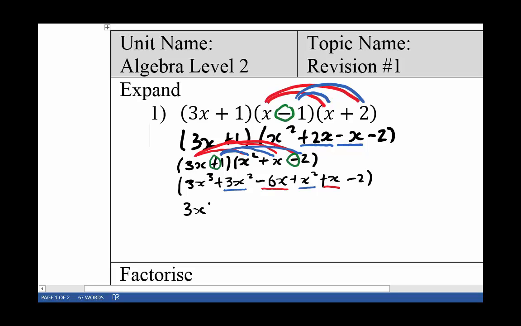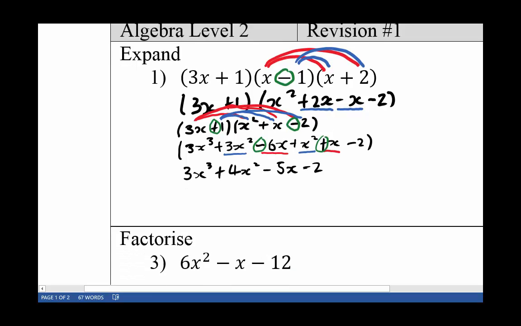So 3x cubed plus, now 3x squared plus x squared is going to be plus 4x squared. And then, now remember this is a negative 6x, and this is a positive x. So it's going to be negative 6x plus x, so that's negative 5x, and negative 2 is my final thing. And that is my first question done. On to question 2.